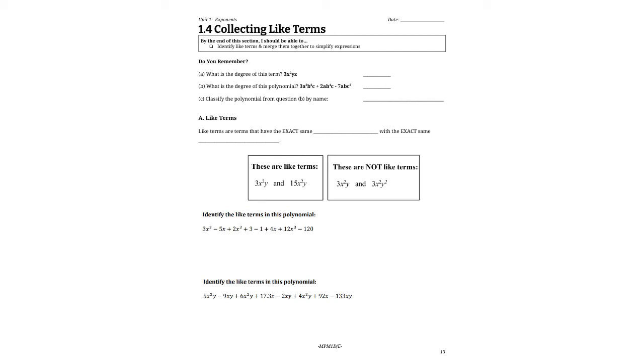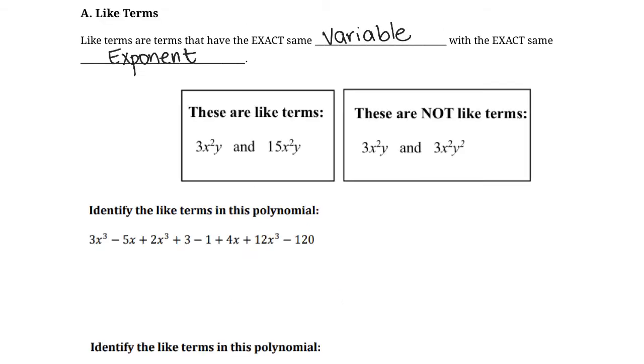In order to solve an algebraic equation, we first need to simplify the equation as much as possible. A common technique to do this is called collecting like terms. By the end of this lesson, you will be able to identify like terms and merge them together in order to simplify expressions. So what exactly are like terms?